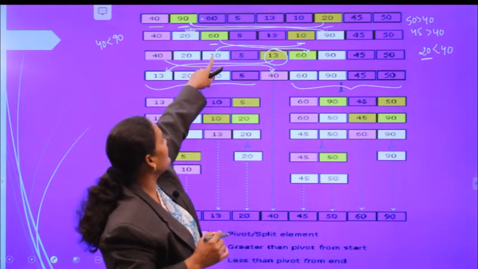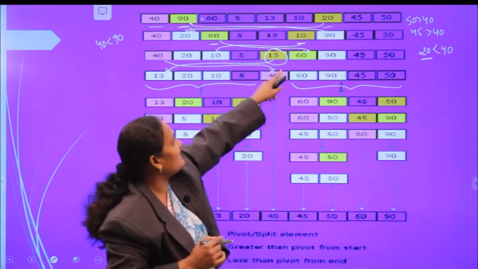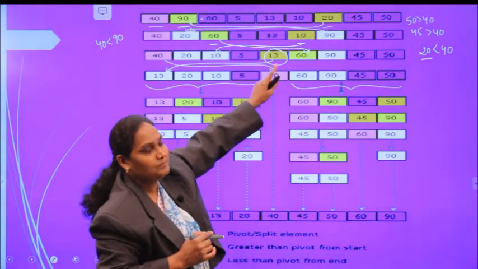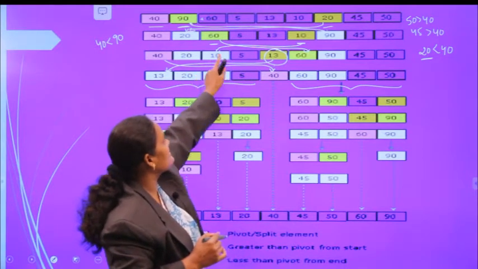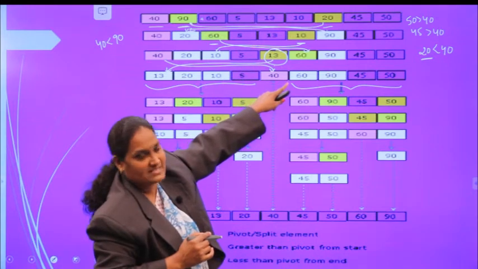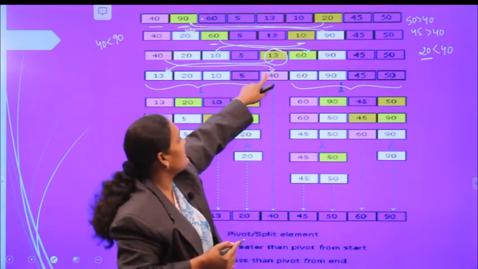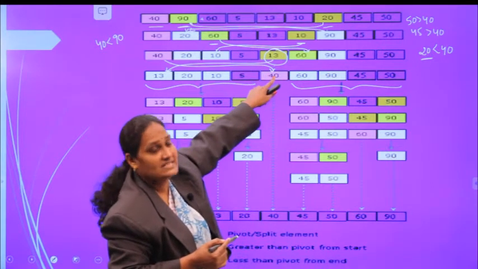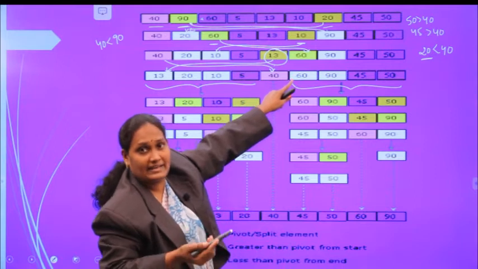After that the next element is 60, which is greater than the pivot element, and the next element is 10, which is less than the pivot element. These two are swapped. So 10 comes to 60's place and 60 comes to 10's place. After that the next element is 5, which is less, and the next element is 13, which is also less. The next element is 16, which is greater, but it is already rearranged.